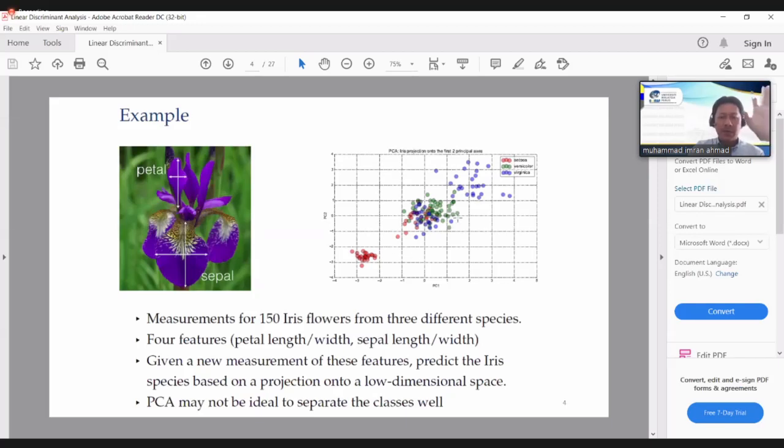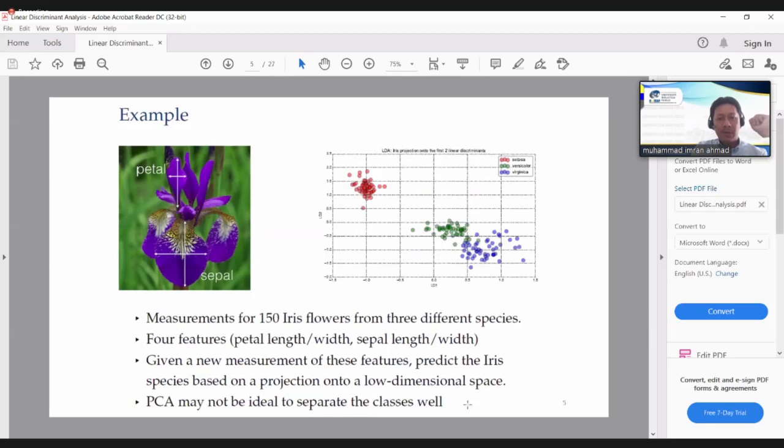If you analyze in detail, all of them overlap. For example, we have the red here, the blue, the purple, and also the green here. This gives a problem during the classification process. That shows PCA is still not so good for class separation. It is good for reducing dimensions, but the class separation is not so good. This is what we want to solve after we apply LDA. That's why I put it here: PCA may not be ideal for separating the classes well.